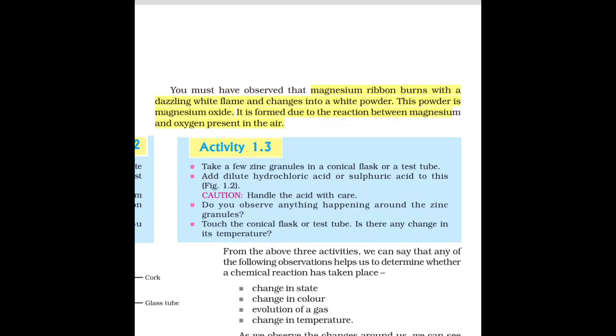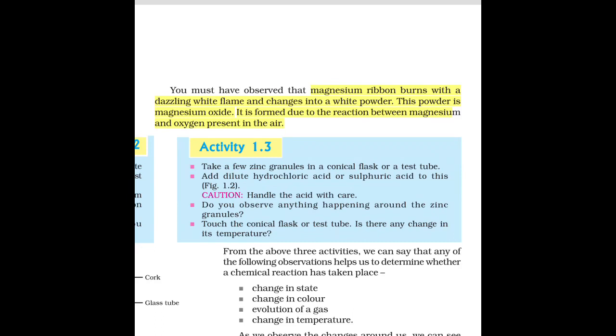From the above three activities, we can say that any of the following observations helps us to determine whether a chemical change has taken place: change in state, change in color, evolution of gas, and change in temperature. So, in the first example, we saw that a white solid powder is formed, that is, change in color and change in state to some extent. In the second example, there is change in state and change in color, and in the third, evolution of gas and change in temperature.